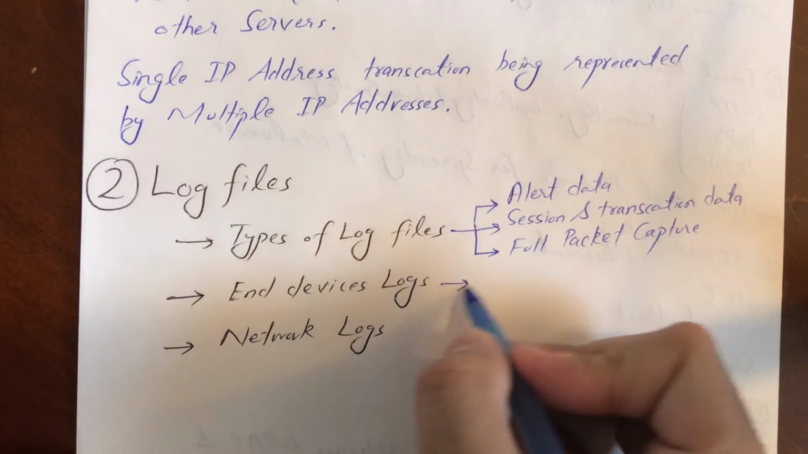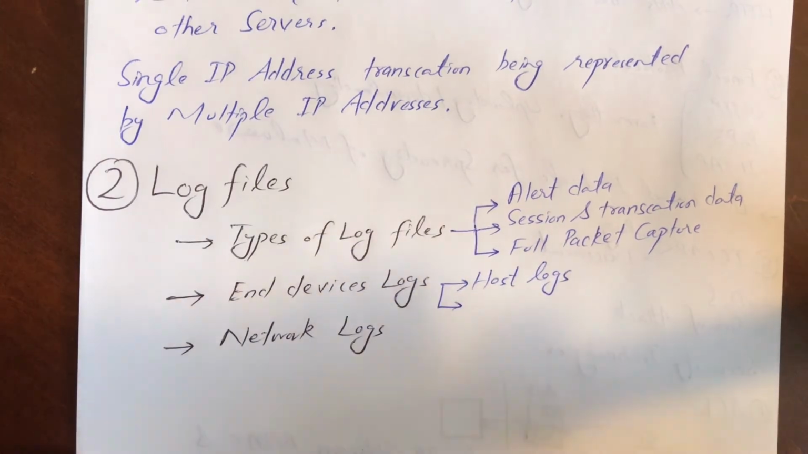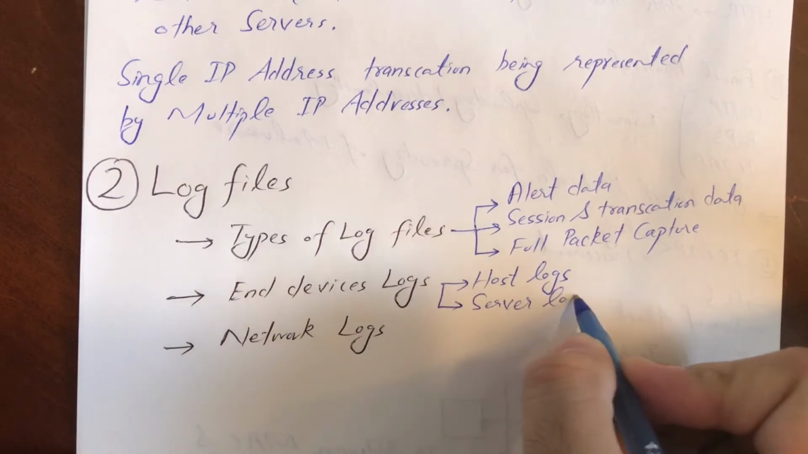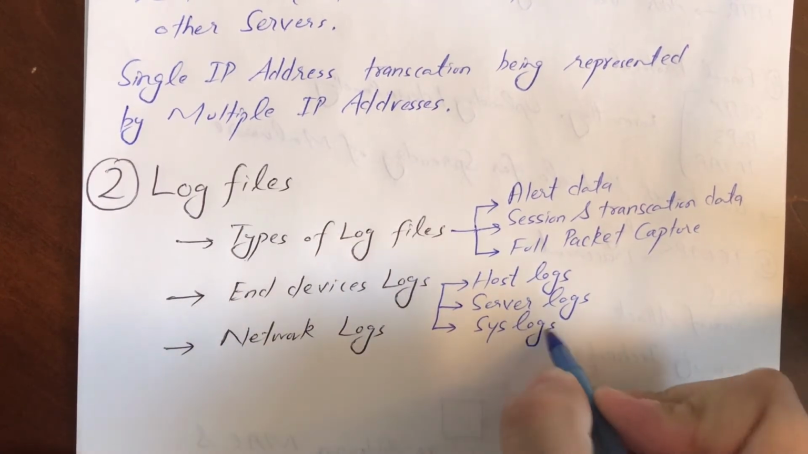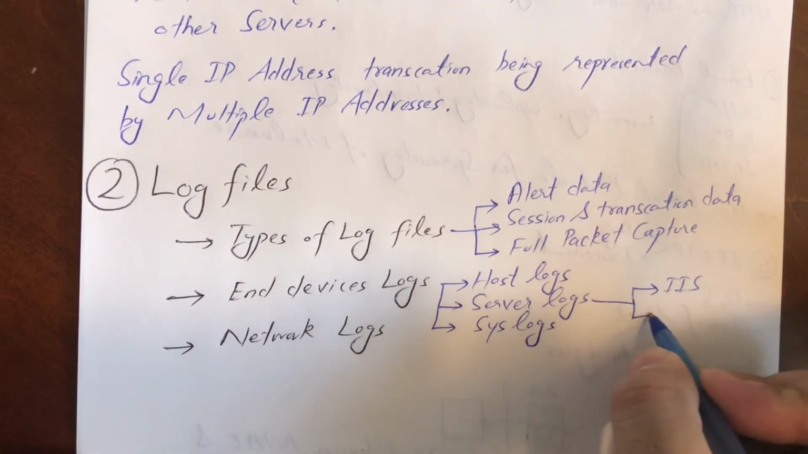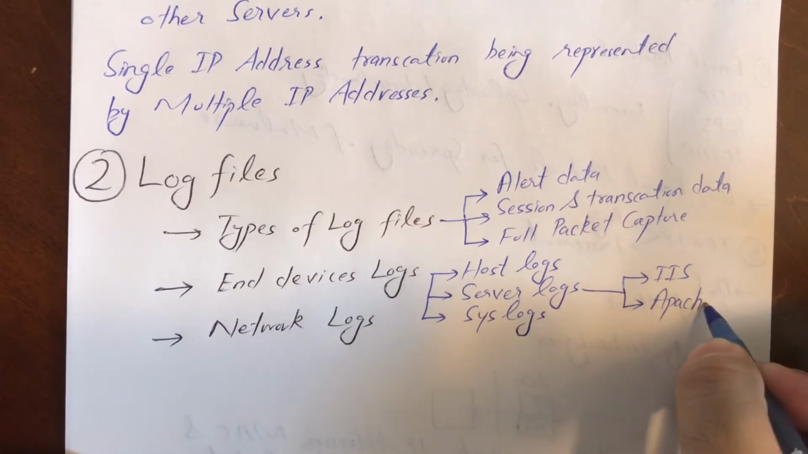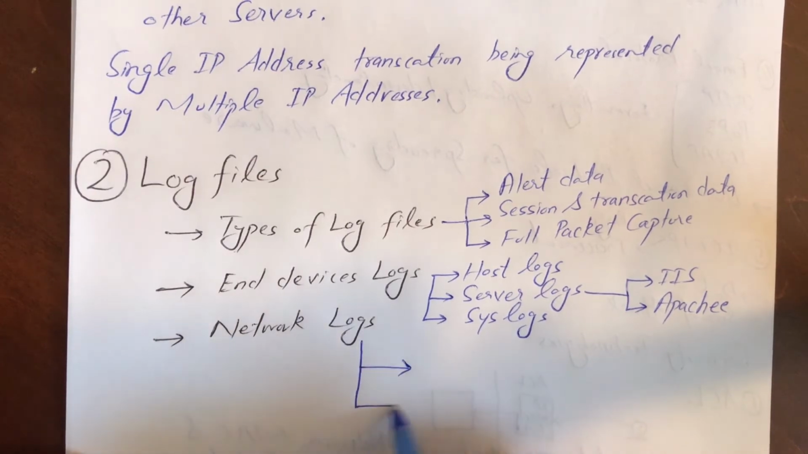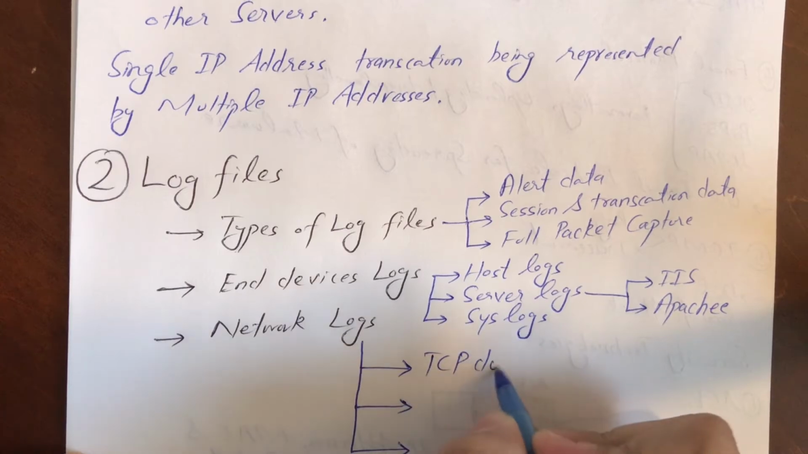In end device logs, we'll talk about the host logs, the host local computer log, in fact, then server logs, and syslog that we already talked about. And in server logs, we'll discuss IIS logs, Internet Information Services log, and Apache log. In network logs, there are mainly three things. First is called tcpdump.